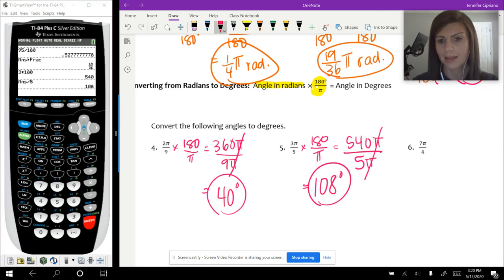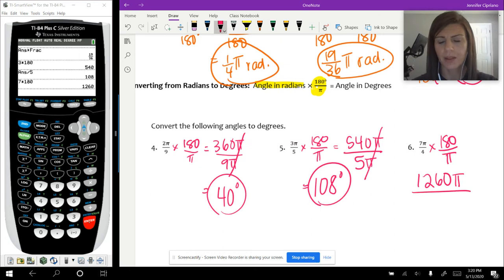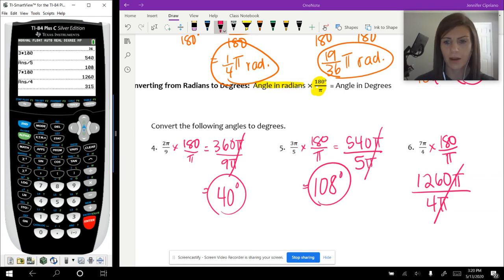Okay, and last one, multiply by 180 over pi. 7 times 180 is 1,260 pi in my numerator, 4 pi in my denominator. The pi's cancel, and when we divide 1260 by 4, we get 315 degrees.